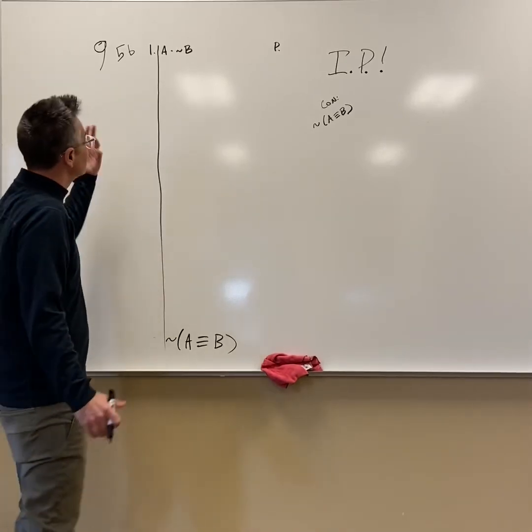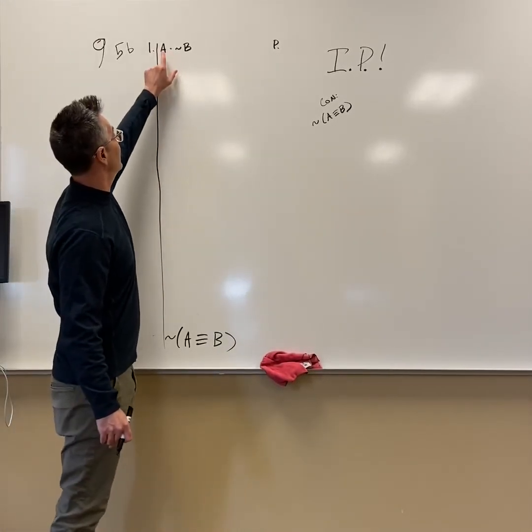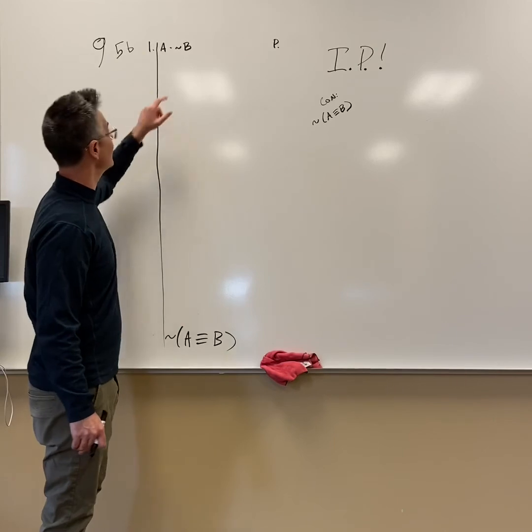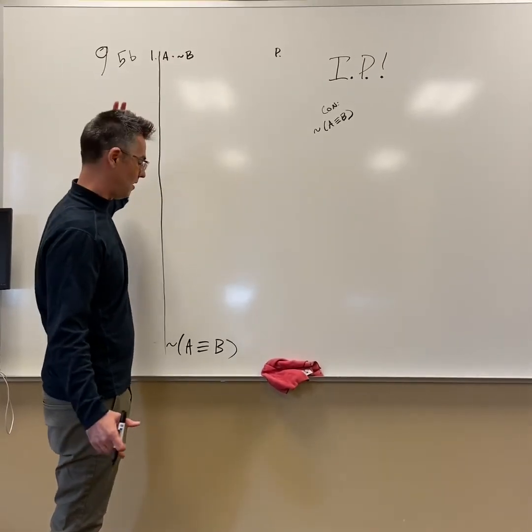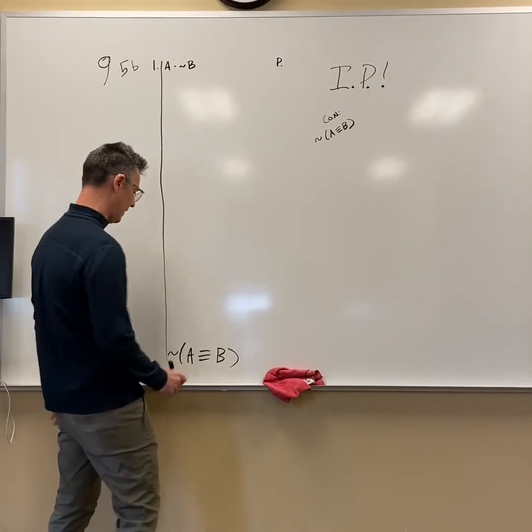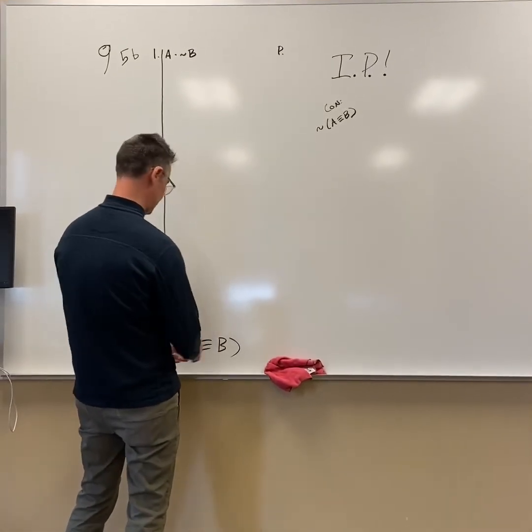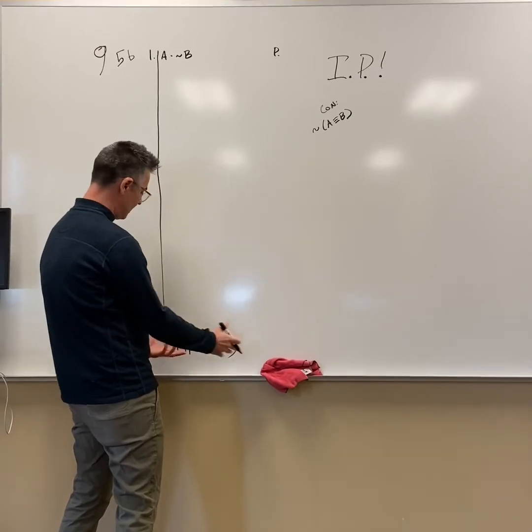And that seems like it should follow. If you're already committed to the idea that A and not B, then it's not going to be the case that A if and only if B, because you've got not B. This is a thought. But now how are we going to prove that? Well, we're going to use indirect proof.